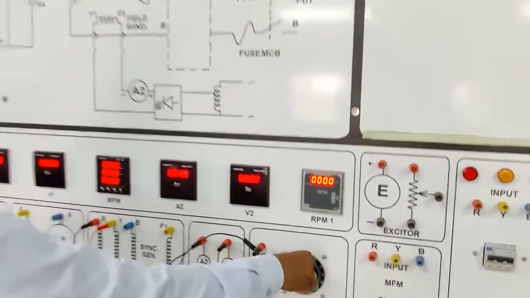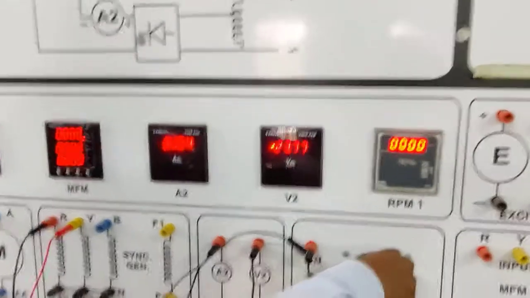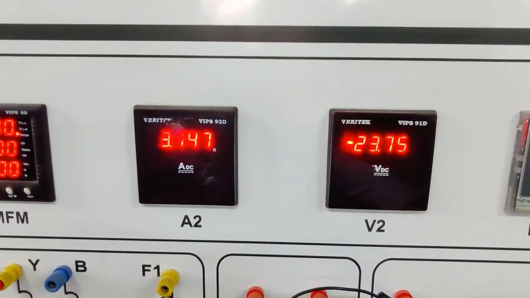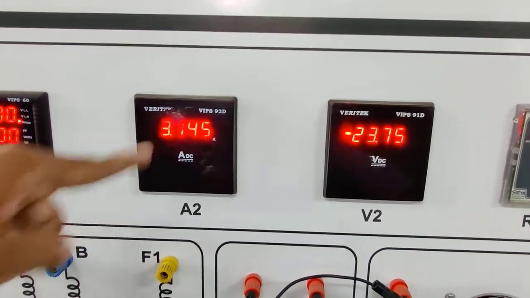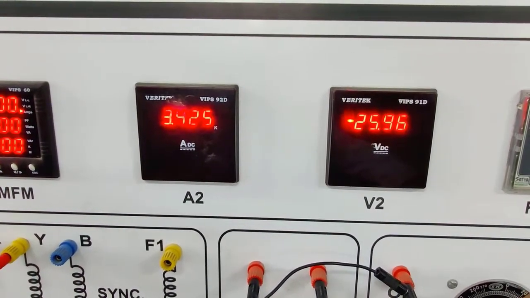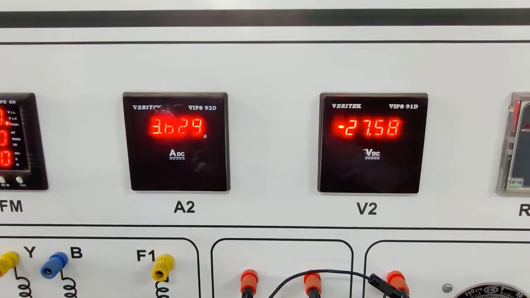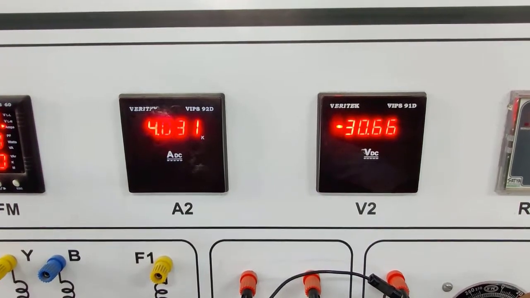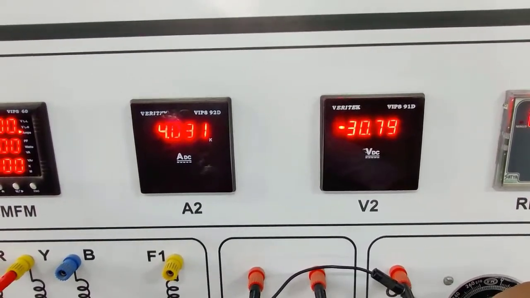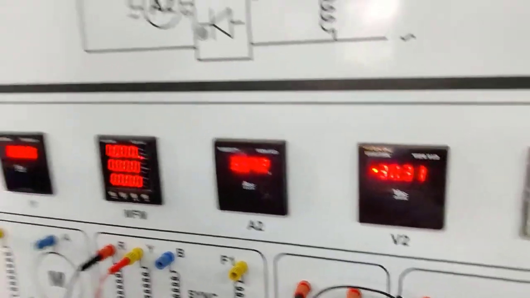and increase the excitation. A2 and B2. Yes, the minus is showing because the polarity is reversed. 23.7 and 3.1. 26.6, 3.6. Next readings 30.6, 4.0. By dividing V upon I, we can calculate the resistance of two phases. Two phases means R of Y, and divide by 2, we can calculate the resistance per phase. So this is the stator winding test.